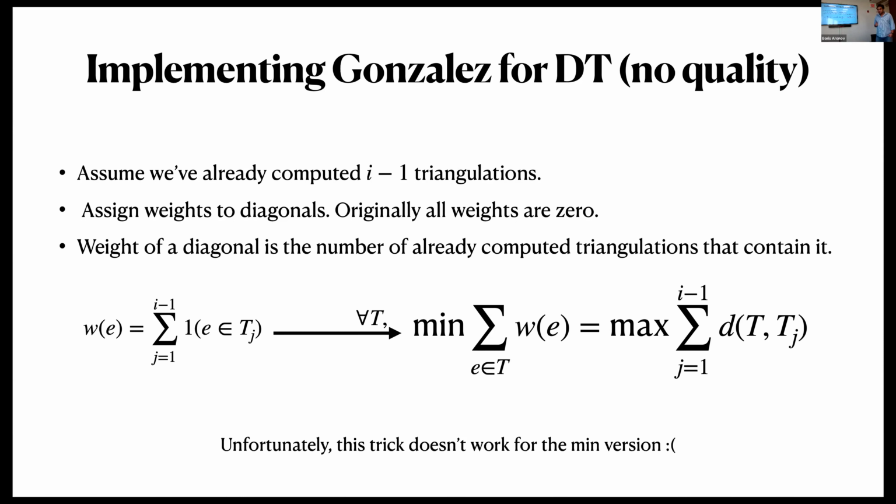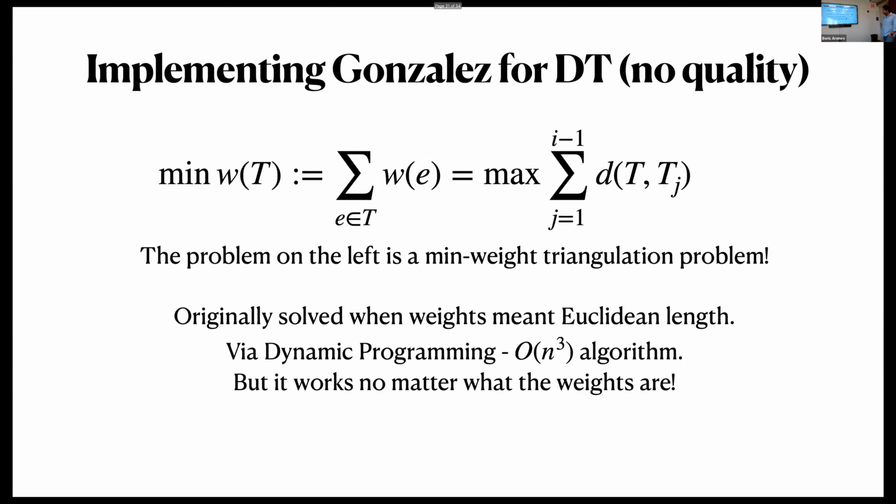And this has been studied in computational geometry. This trick does not work for the min version. Notice here, this is the sum of the distances of the triangulation from the previously found triangulations, and if you replace the sum by a min, then it's no longer the weight of the triangulation. So as I said, the problem on the left is a min-weight triangulation problem, and this has been solved.